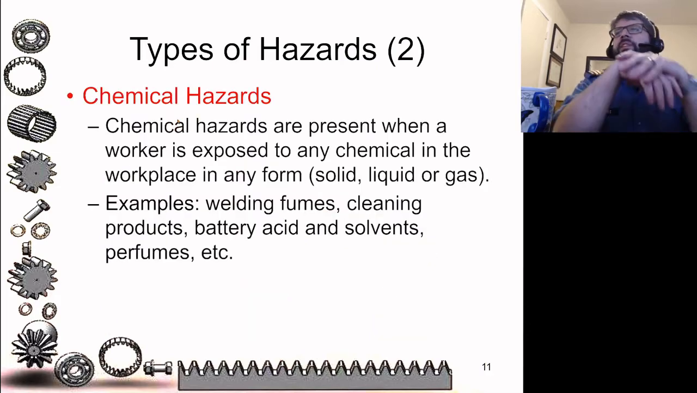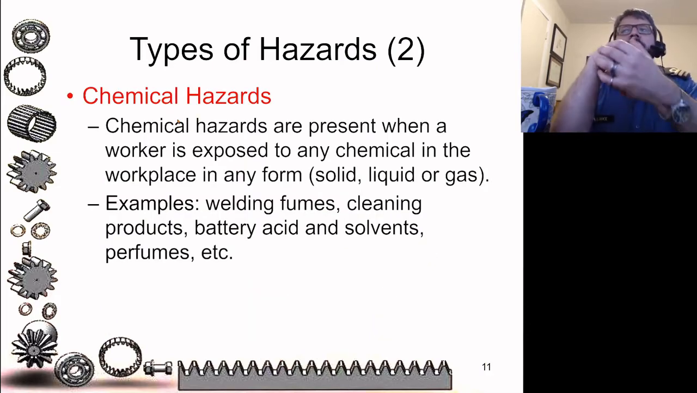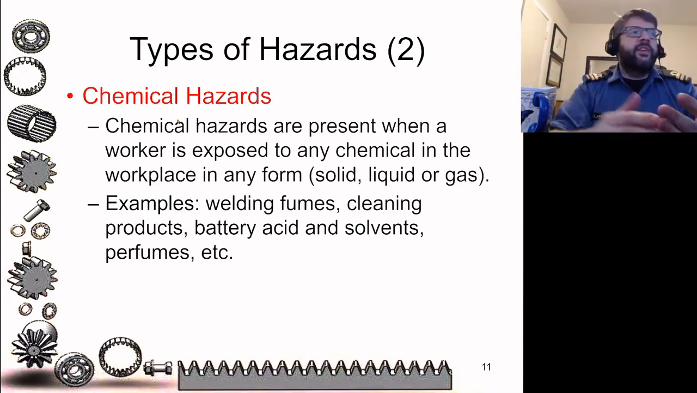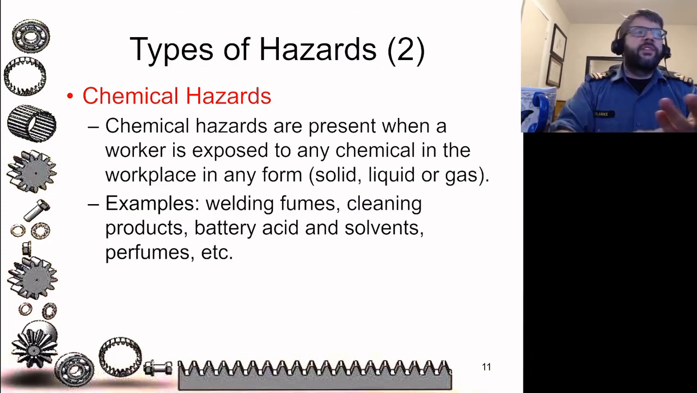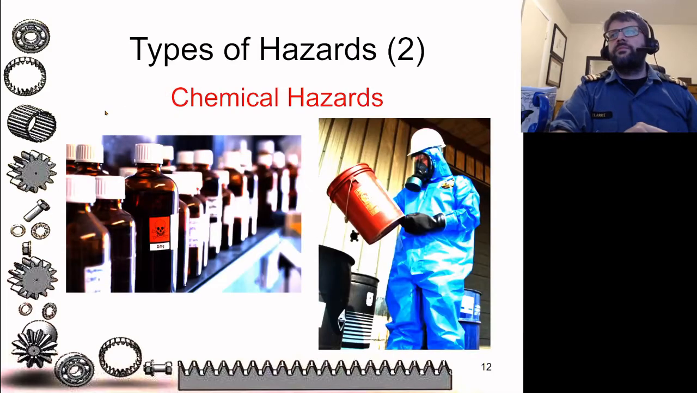Another type of hazard is chemical hazards. You're exposed to a chemical in the workplace that has an adverse effect on you. Again, it could be a solid, liquid, gas, and so on. So welding fumes, cleaning products, battery acid, solvents, perfumes, etc. It could be poisonous, could have other adverse effects. Could be immediately poisonous, could cause cancer down the road, and so on and so forth.